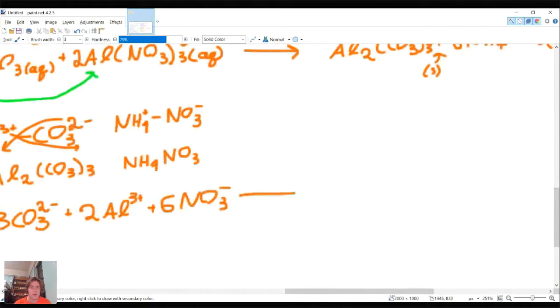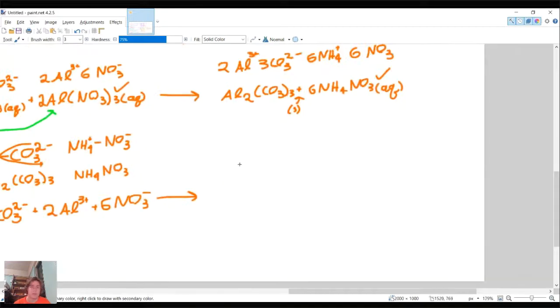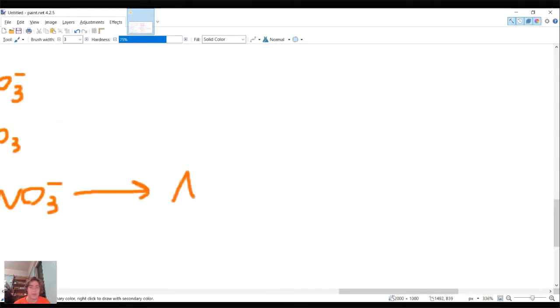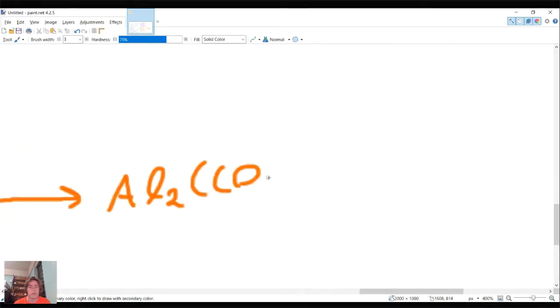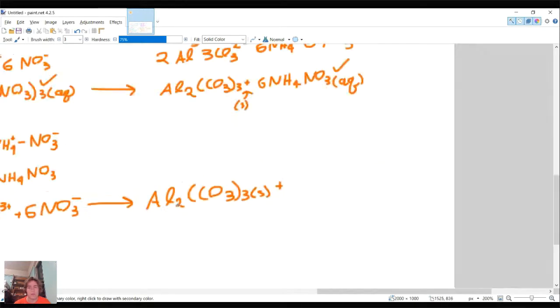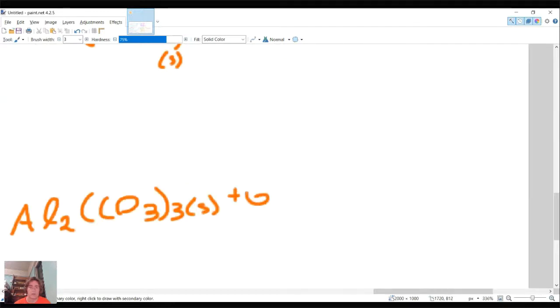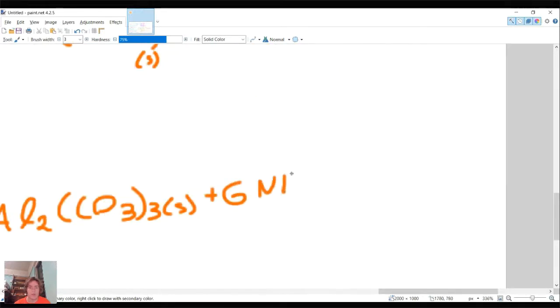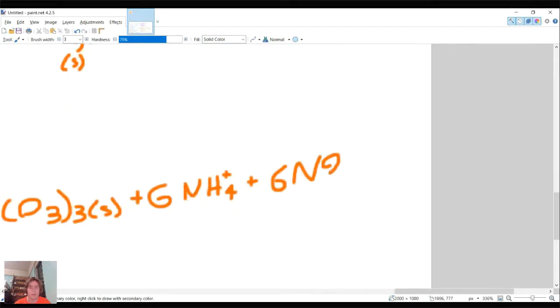And then this turns into, the salt's not going to split up. The salt is a solid just by, it doesn't have potassium, sodium, ammonium, nor nitrate in it. So that's just Al2 CO3 3, it's a solid. And then this aqueous thing that we have here at the end of the term is going to split up in solution. So that's 6 NH4+ plus 6 NO3-, 6 nitrates.